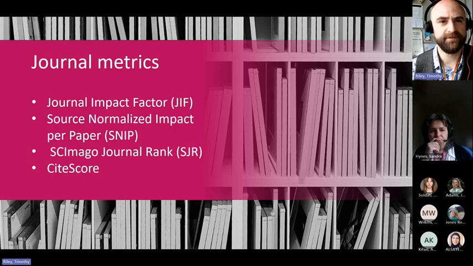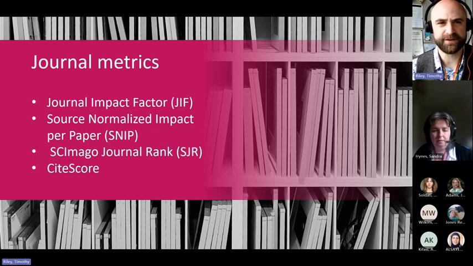So yeah, we could also look at some journal level metrics. So this is going up a level, so not looking at individual articles, but looking at the publications themselves. The most common one that you've probably come across is the journal impact factor, but there are other ones that exist as well. So just a few examples there, not an exhaustive list by any means, but these are some different journal level metrics.